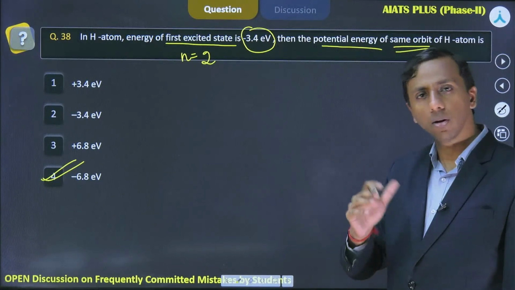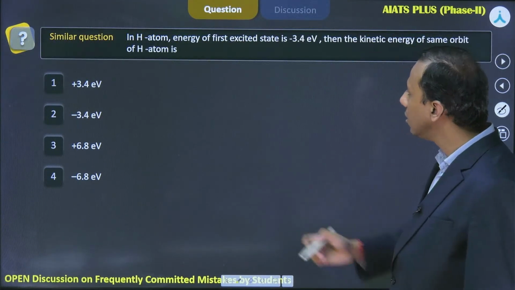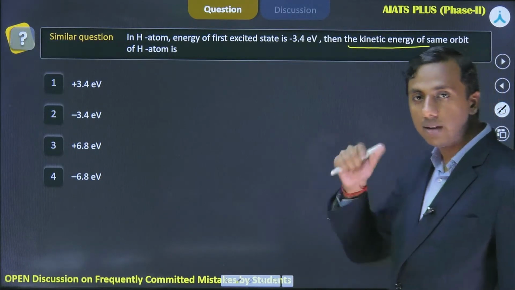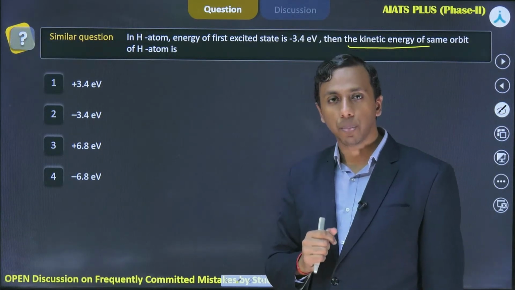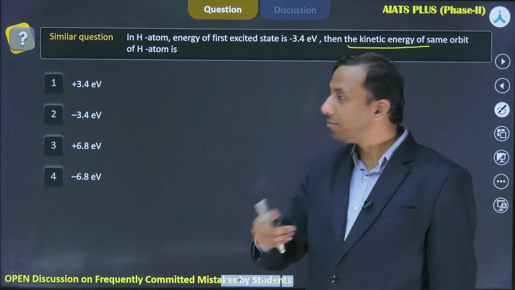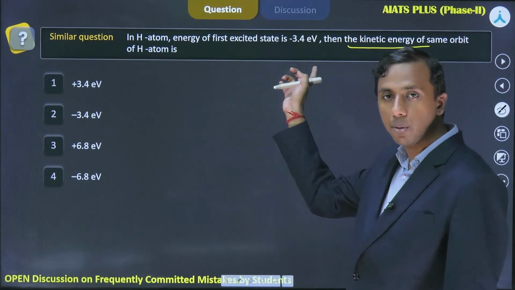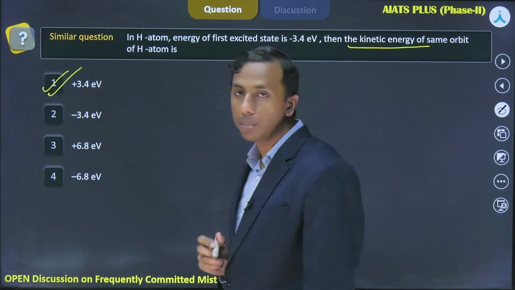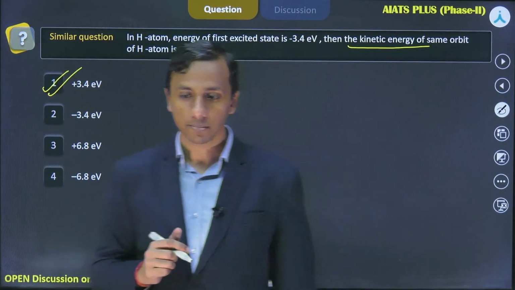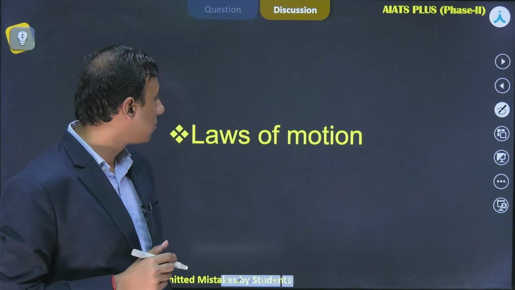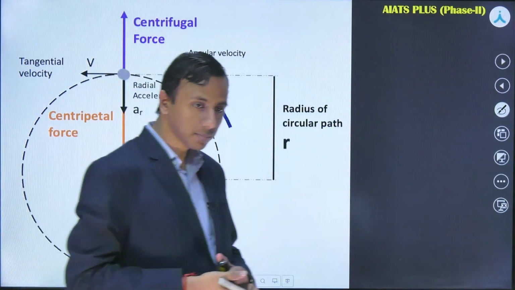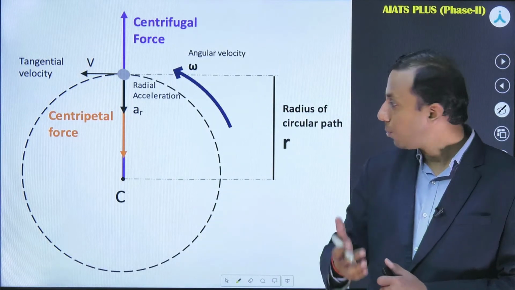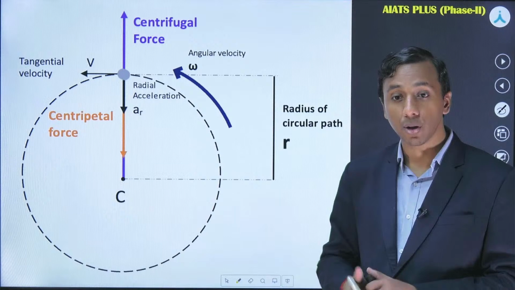Let's do a very simple oral question again. The same question, but here I'm asking the kinetic energy in that same orbit. So the kinetic energy would be nothing but just reverse the sign of the total energy. So here it is minus 3.4, so the kinetic energy would be simply plus 3.4. Very well. So I hope you guys are not bored.